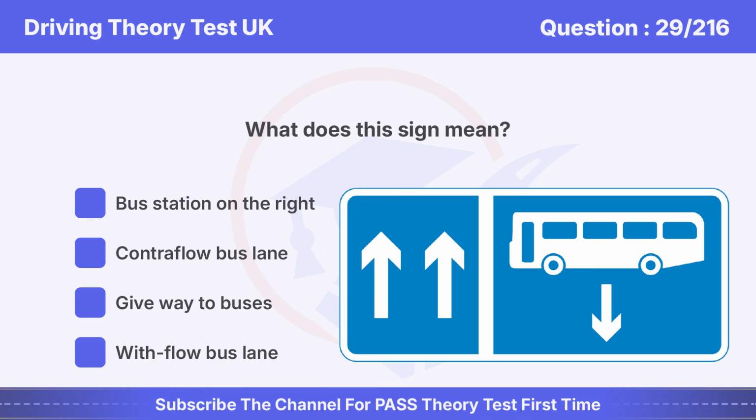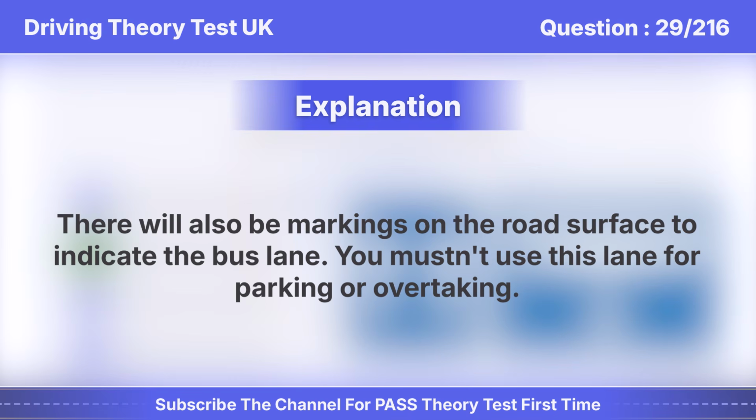Question 29. What does this sign mean? Answer is B. Contraflow bus lane. There will also be markings on the road surface to indicate the bus lane. You mustn't use this lane for parking or overtaking.